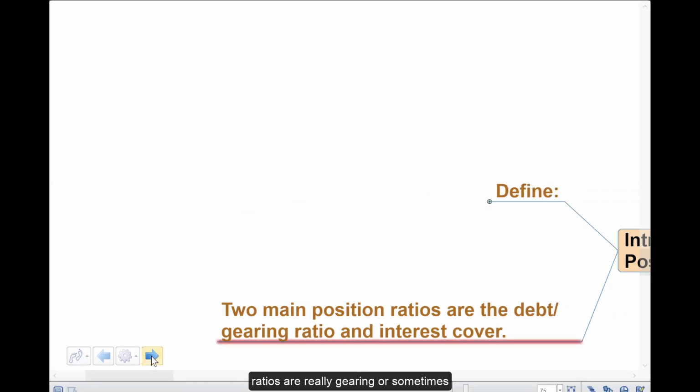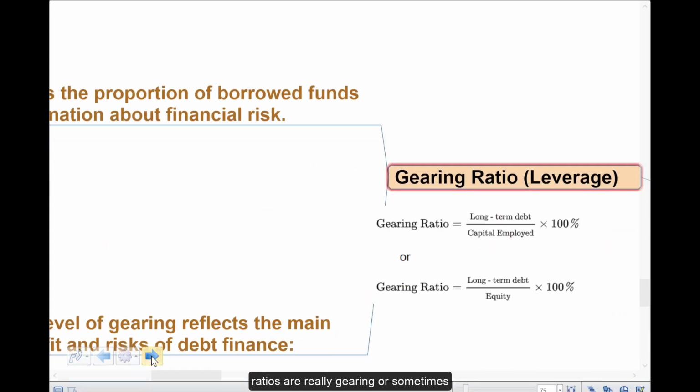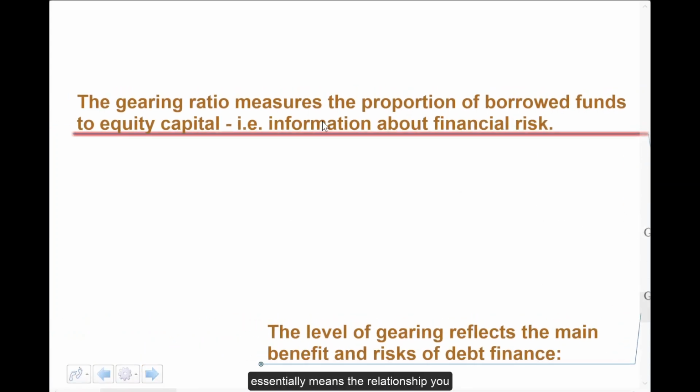The two key ratios are really gearing, sometimes referred to as leverage, and that essentially means the relationship between borrowed funds, i.e. loans from the bank, loans from VC, and equity capital. And that certainly relates to financial risk. The more debt we have, the more risk we are as a proposition.